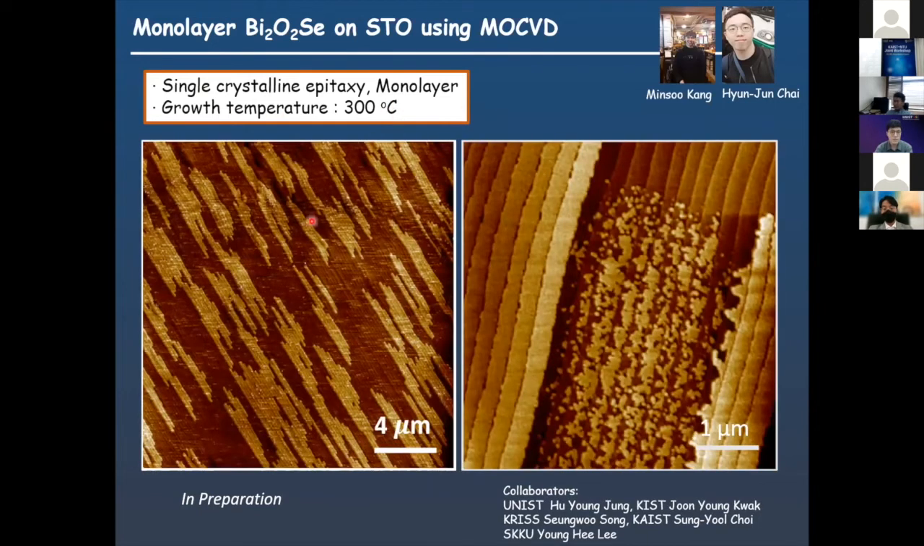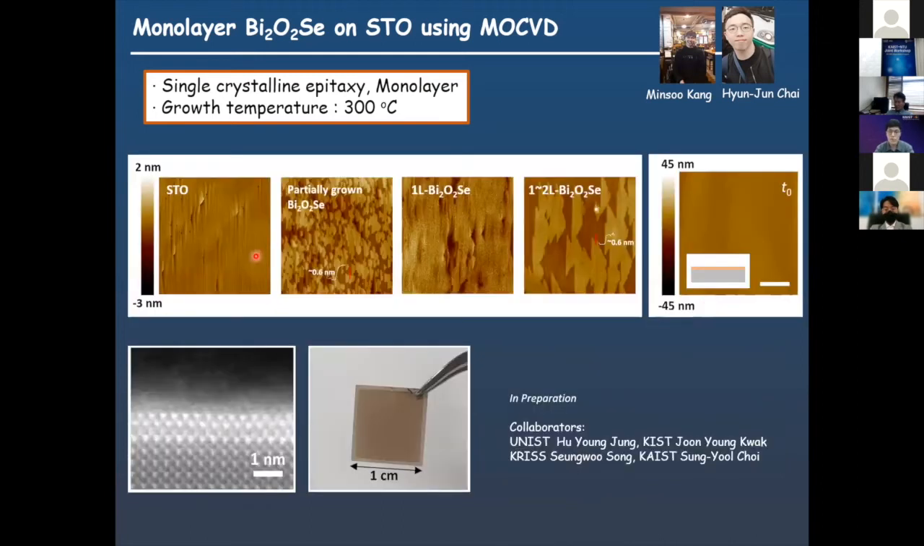And what you are looking at is that the monolayer bismuth oxy-selenide grows on strontium titanium oxide substrate, STO substrate. And the controllability is pretty nice, so that the monolayer bismuth oxy-selenide grows on the monolayer step of STO, and then we can generate the monolayer bismuth oxy-selenide. And then we can control from the monolayer to bilayer. And if we spend more time, we can generate the thick epitaxial film like this. And then, of course, this material can be applied to the large scale system.